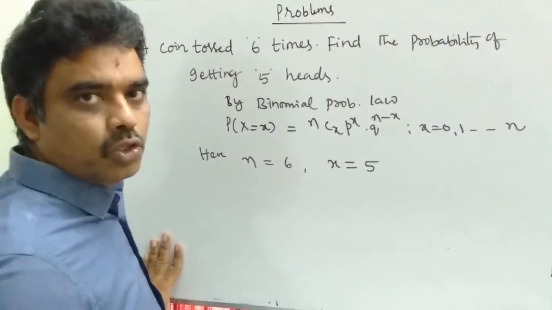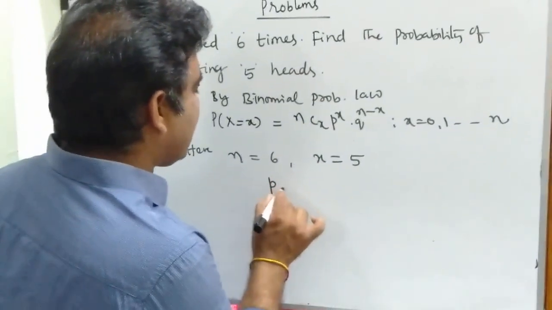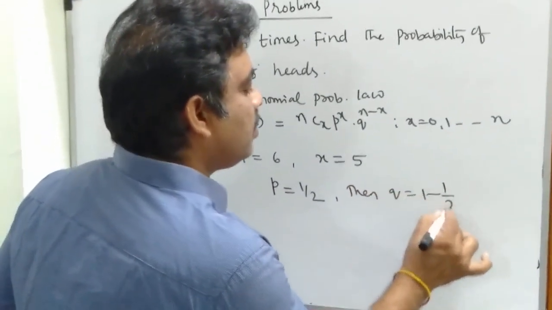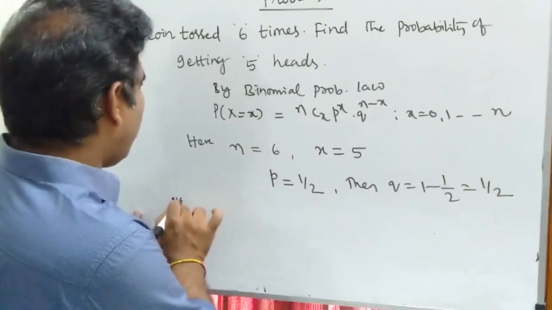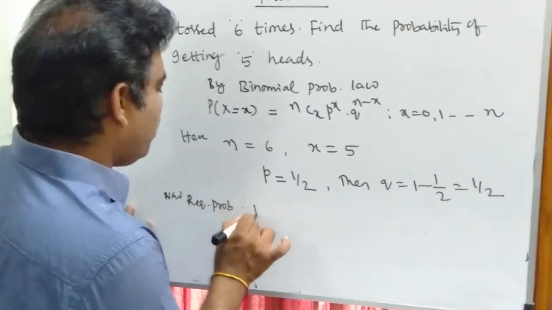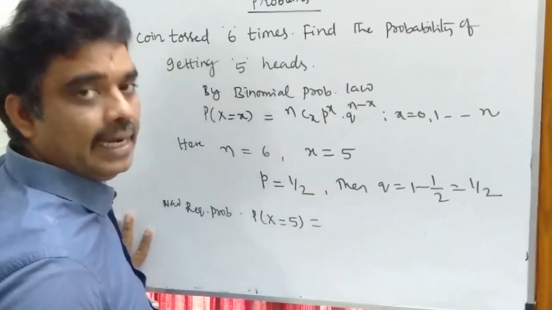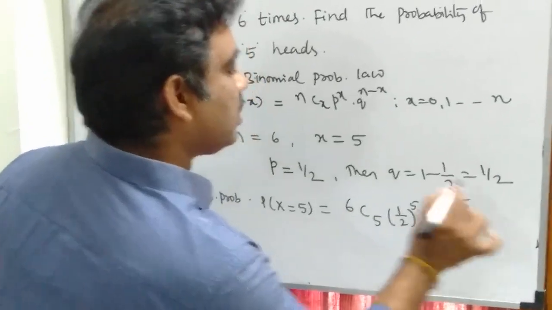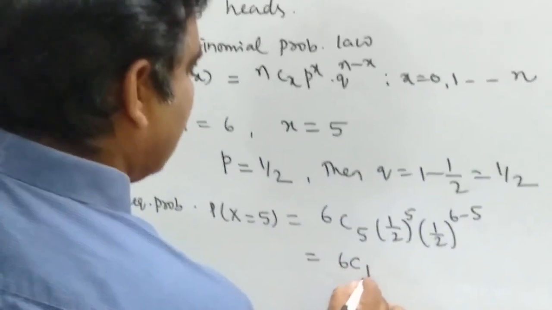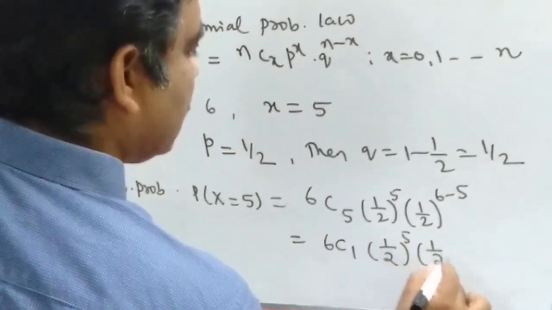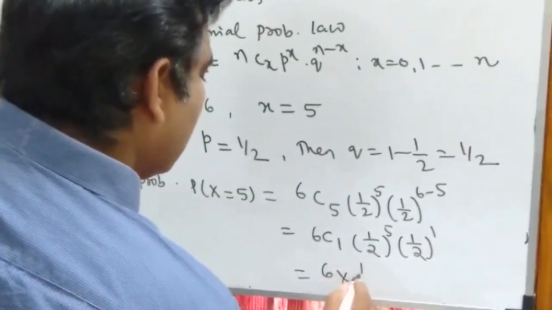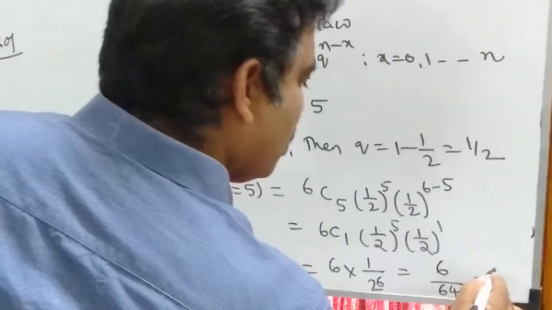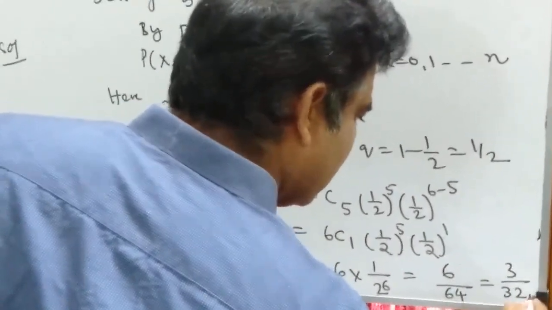Our requirement is to get 5 heads out of 6 trials, and here the probability of getting head is p is equal to 1 by 2, then q automatically is 1 minus half, that is also 1 by 2. Now the required probability is probability of x is equal to 5. So by the formula, 6C5 into (1 by 2) power 5 into (1 by 2) power 6 minus 5. So 6C5 is nothing but 6C1, that is 6, and (1 by 2) power 5 into (1 by 2) power 1 gives (1 by 2) power 6. So 6 by 64, 2 threes are 6, 2 thirty-twos are 64. The required answer is 3 by 32.